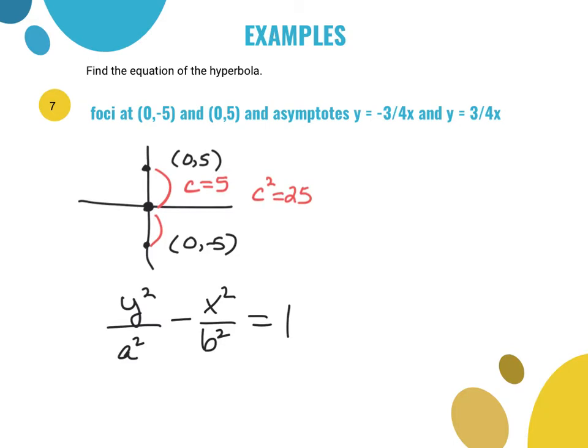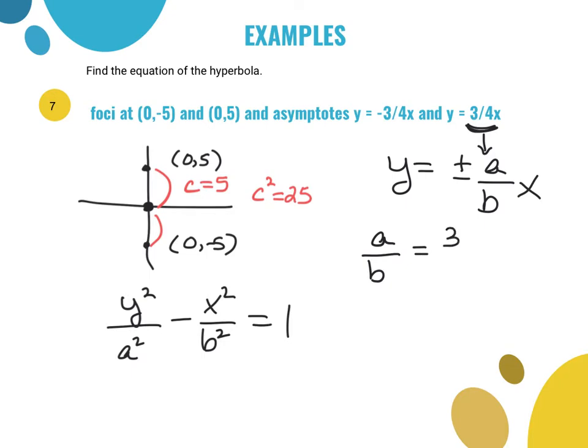Now, when your graph touches the y-axis, the asymptote formula that you memorize is going to be A over B. Everybody good there? Okay, so now this 3/4 is really the A over the B. So A over B equals 3/4.